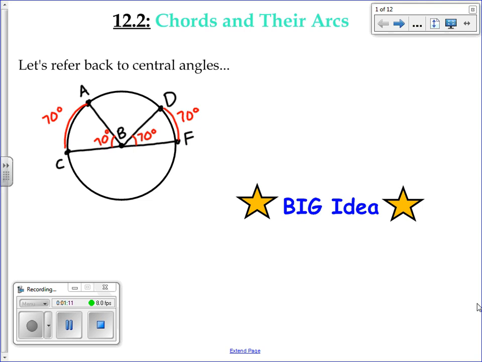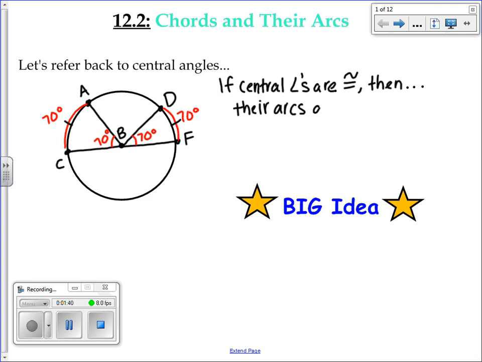So we could say that whenever you have congruent central angles, the arcs will also be congruent. So I'm going to put tick marks there. So let's write this down. If central angles are congruent, then their arcs are congruent.